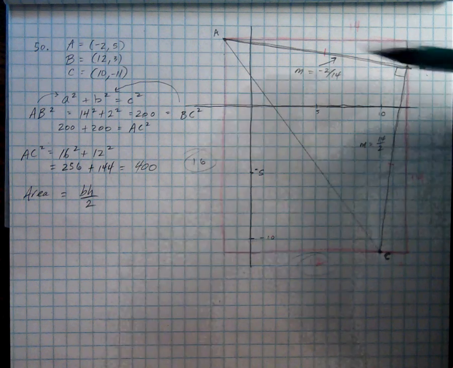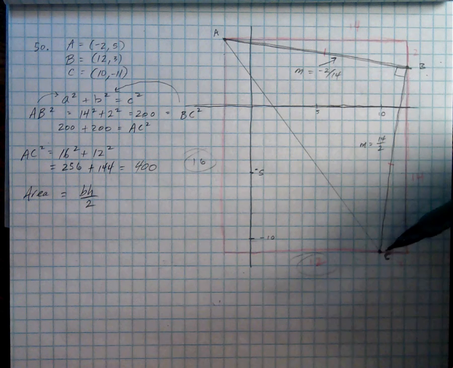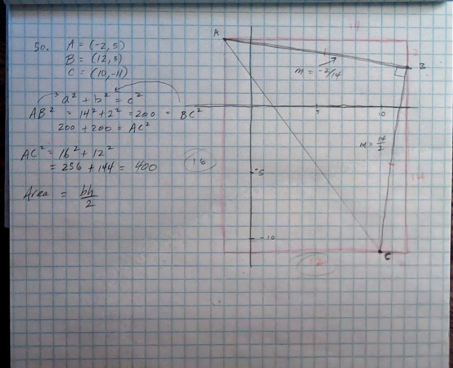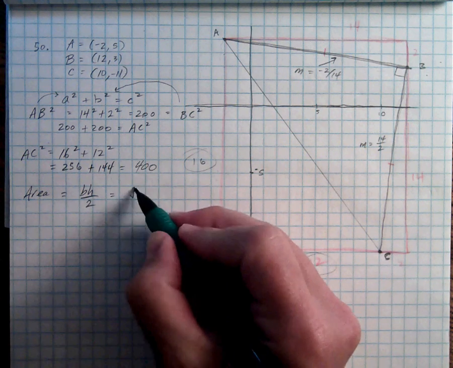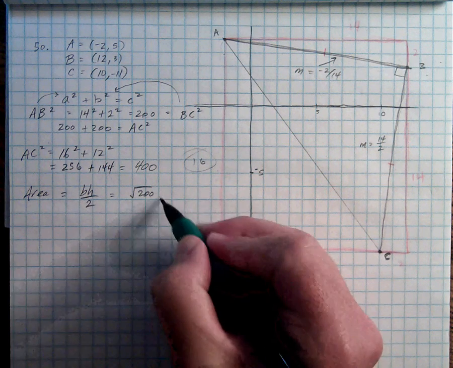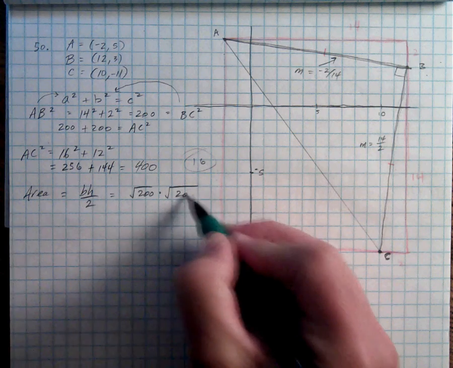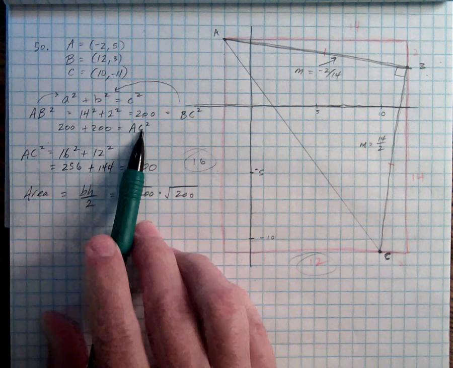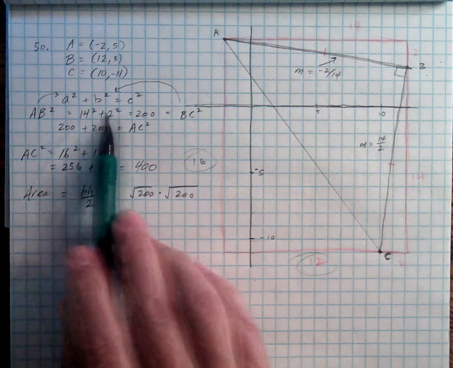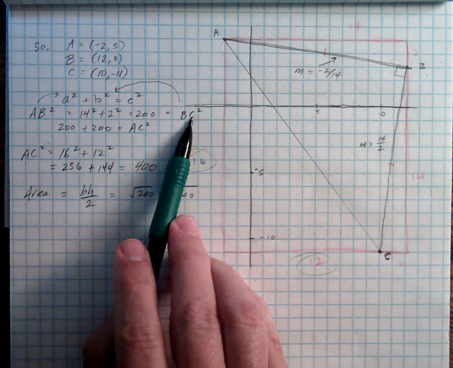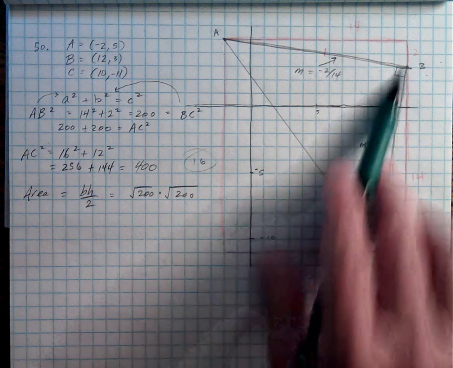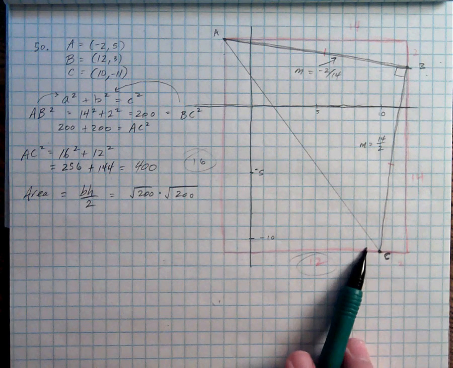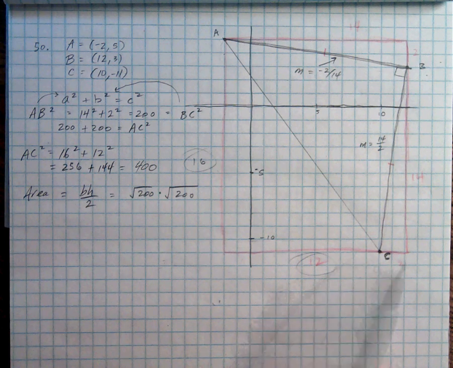So the base and height are going to be the same. And when I multiply them, well, what is the base? Well, the base is the square root of 200, right? So the base is the square root of 200, and the height is the square root of 200. Remember up here, 200 is what? 200 is BC squared, not BC. And I'm looking for BC, which is the actual length of it, not the square of the length. So I got to take the square root of 200.